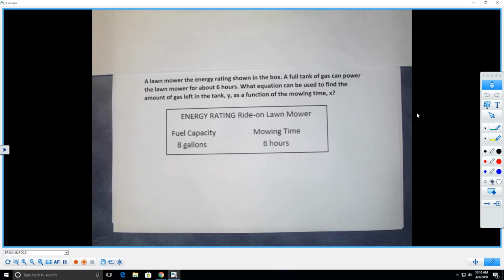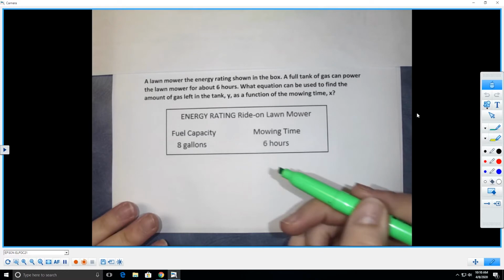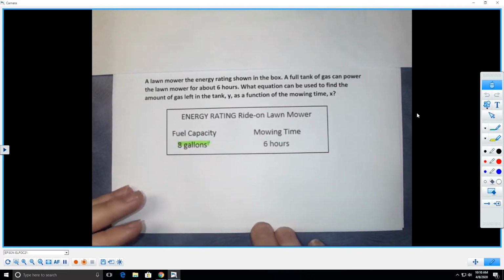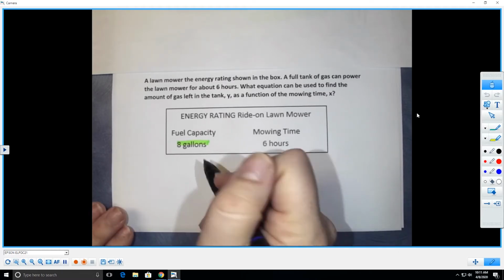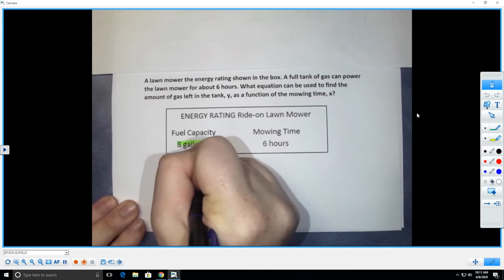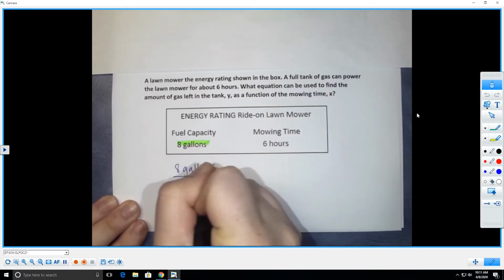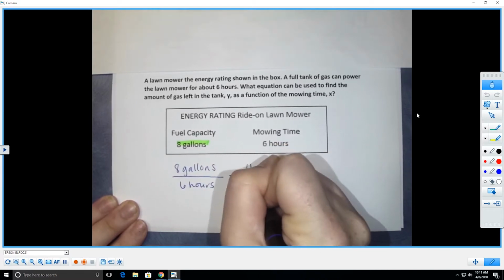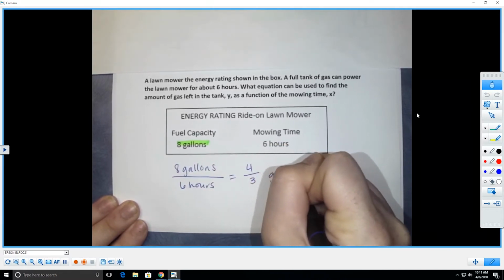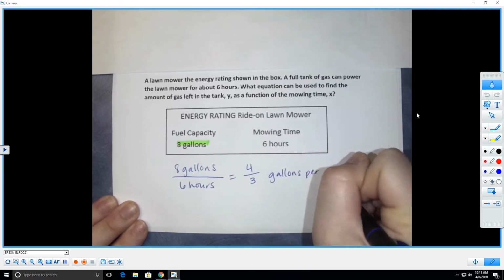As you can see, the initial value is 8 gallons, which is the amount of gas in a full tank, because this gas is being consumed and its amount is decreasing as the mower is running. So the slope is going to be negative. So your rate of change would be 8 gallons every 6 hours, which would be 4/3 of a gallon per hour.